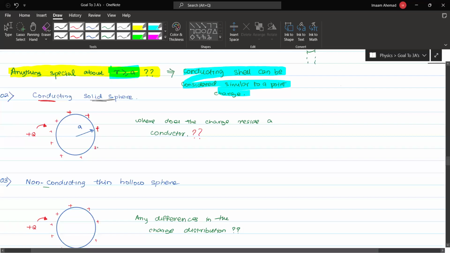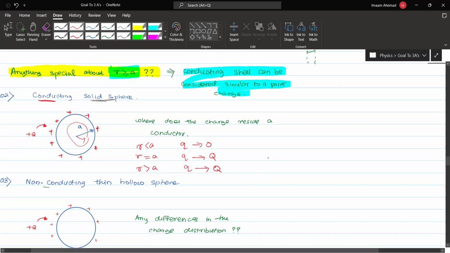If it is on the surface, can you tell me what is the charge enclosed if R is less than A? If R is less than A, how much is the charge? 0. Okay. If R is equal to A, how much is the charge? You will have the complete charge. If R is greater than A, how much is the charge? That is also once again Q.